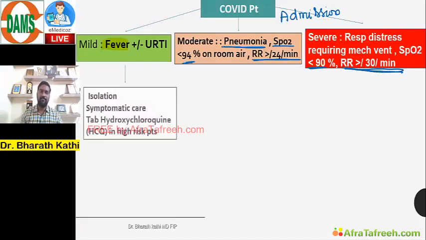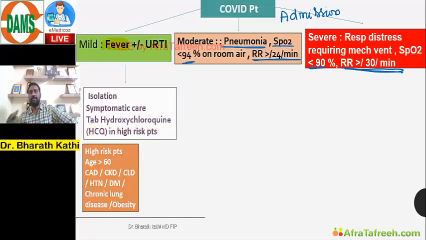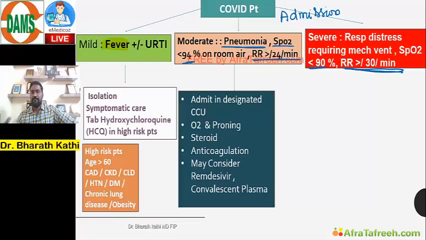So in mild cases, generally isolation, symptomatic care and hydroxychloroquine may need to be given in high-risk patients. High-risk patient in the sense, age is more than 60, patient is having some comorbidities. Whereas a moderate patient requires admission in a COVID care unit. Oxygen and prone position are important.